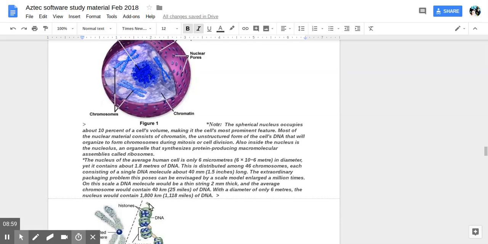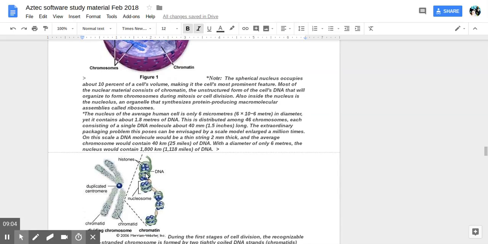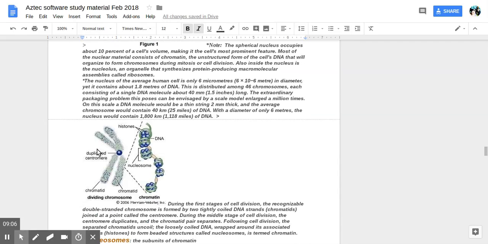On this scale, a DNA molecule would be a thin string, 2 millimeters thick, and the average chromosome would contain 40 kilometers or 25 miles of DNA. With a diameter of only 6 meters, the nucleus would contain 1.8 kilometers of DNA.